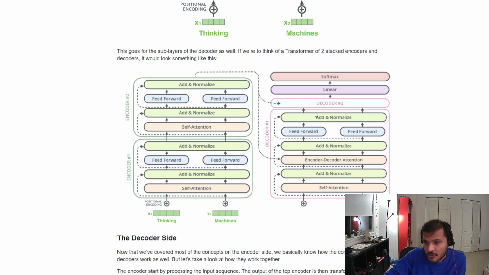So this is decoder 1, this is decoder 2, and then finally at the end we have a linear layer and a softmax which generates a word. So I generate one word, feed it back again, generate the second word, feed in the first two words, then generate the third word, feed in the first three words, and so on. That's how this whole transformer works.